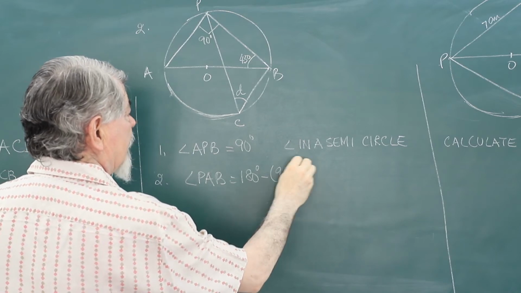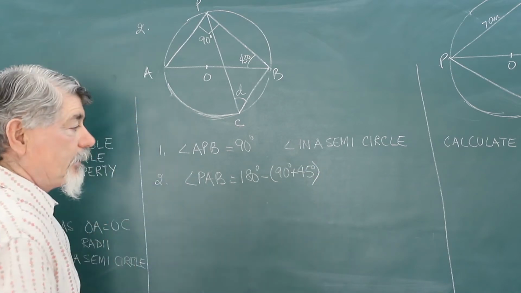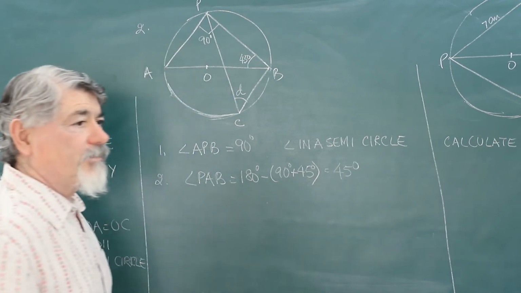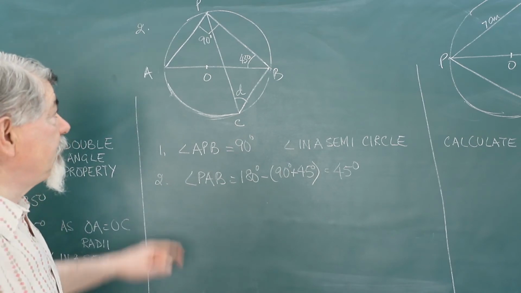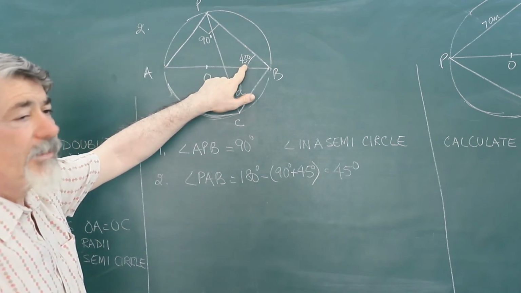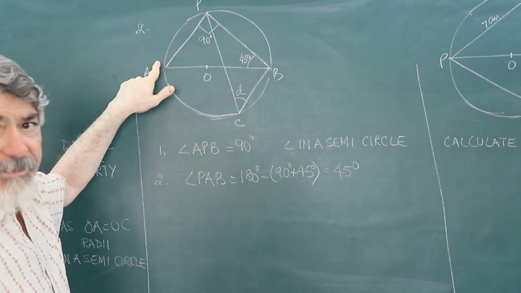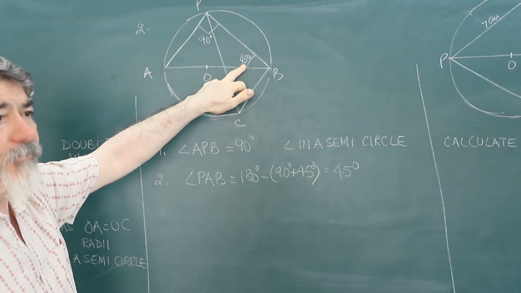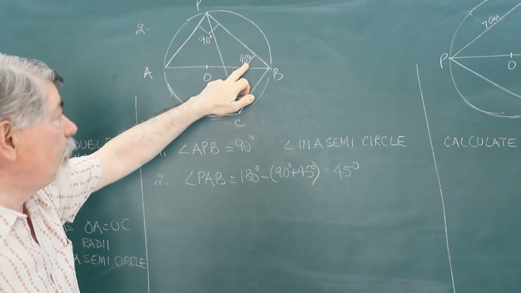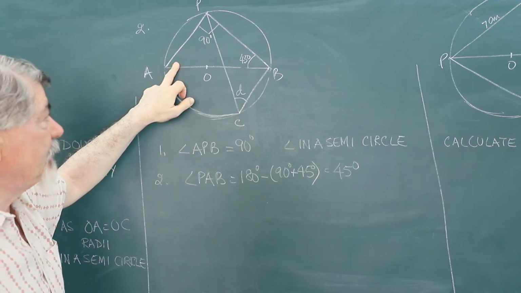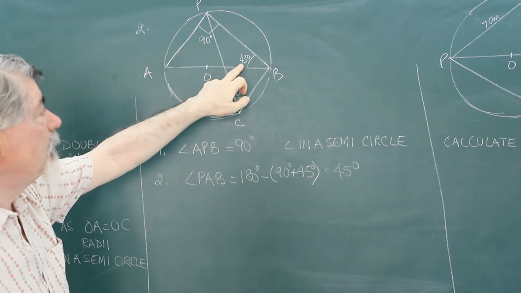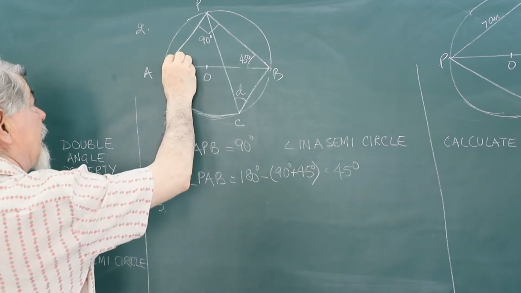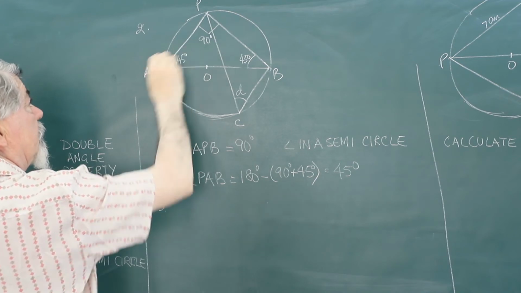The sum of interior angles of a triangle is always 180 degrees. Two angles are known, 90 and 45. So for calculating the third angle, what I do is subtract the sum of 90 and 45 from 180 degrees. 180 minus 90 is 90, 90 minus 45 is 45. Now this angle comes out to be 45.